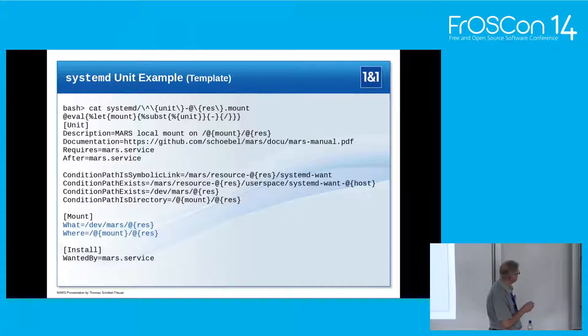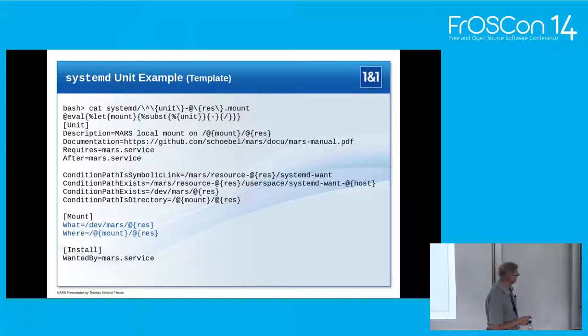So the @ symbol and the percent symbol there, these are simply macro processor directives here. You can see that even the file name in the systemd subdirectory has some macro. This is a substitution of the resource name. So the template is written only once and can be used for, let's say, 100 or 1,000 resources in your whole system. You write it only once.